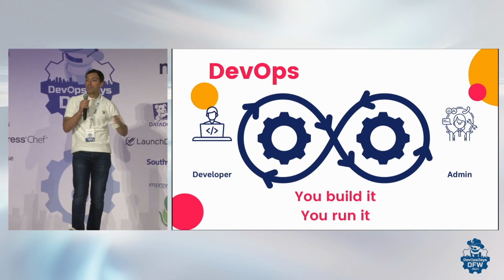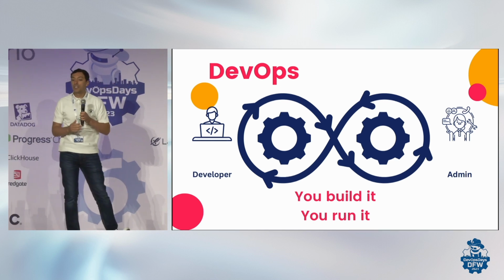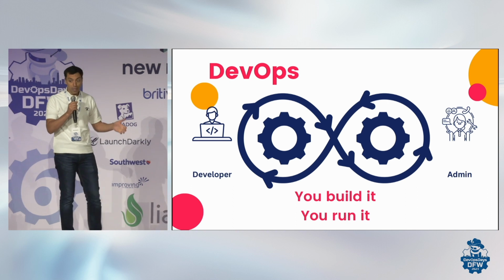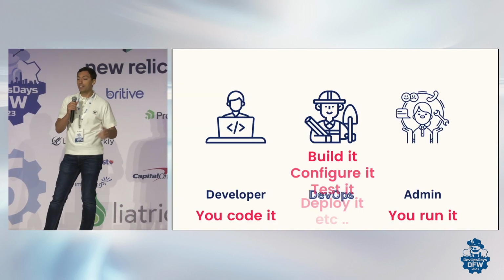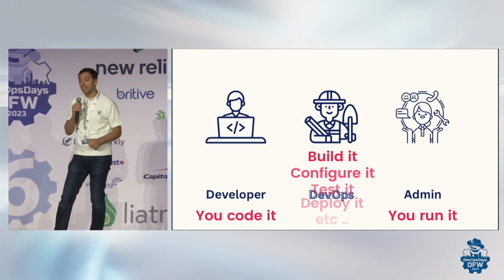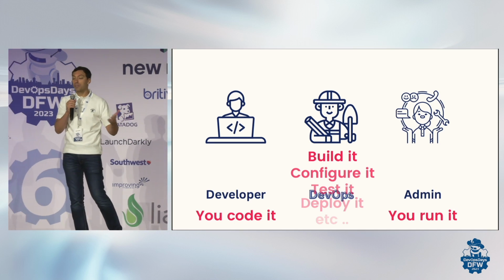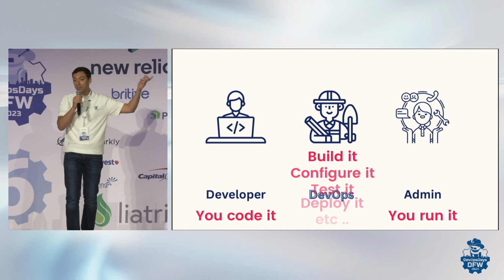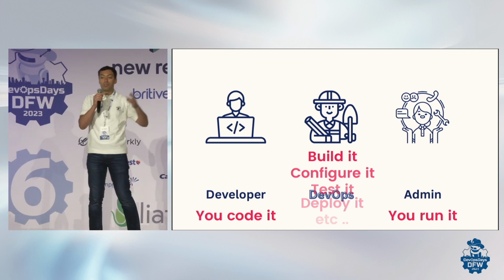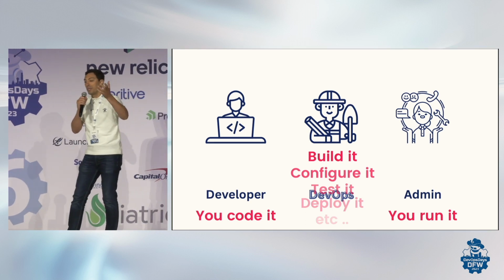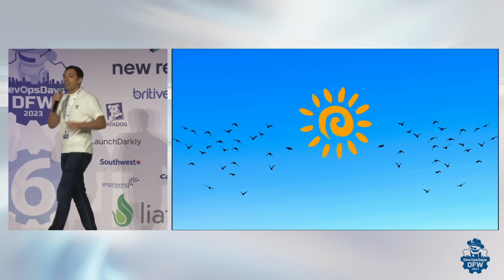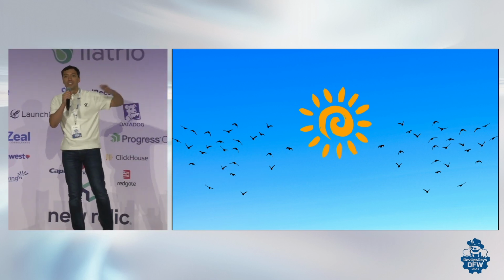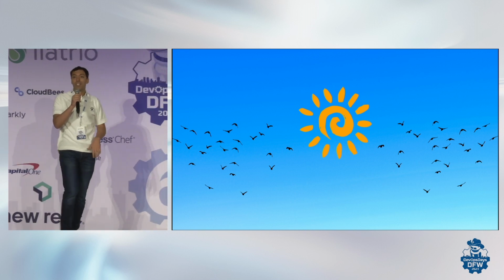We got the developer, we got the admin, brought them together, and we have that you build it, you run it. Some companies tried to adhere to that, and they kept the developer, kept the admin, and they have this poor guy, the DevOps engineer, who we spoke about before. So this guy was building it, configuring it, testing, doing everything.